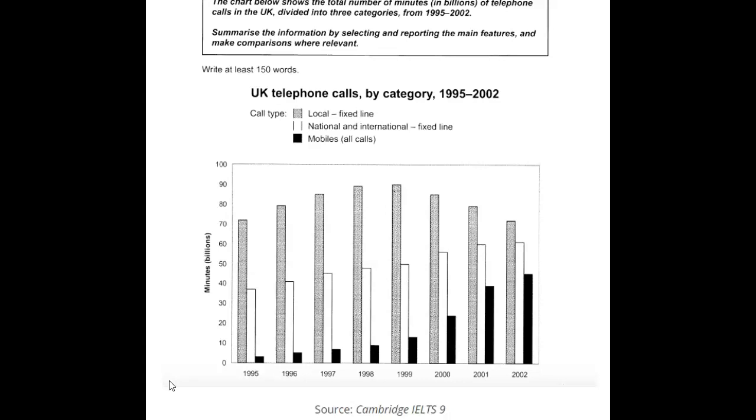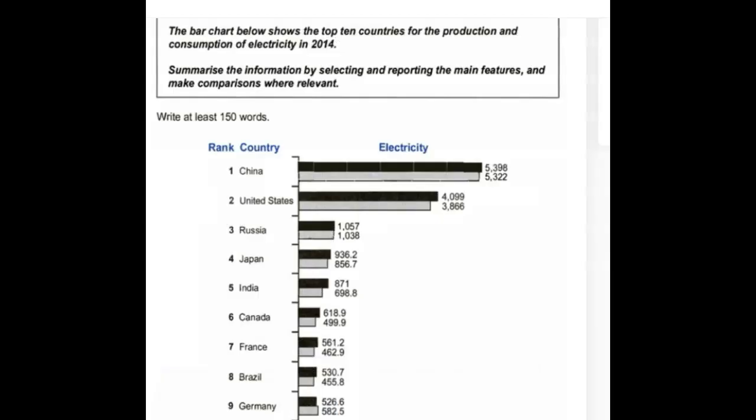So what could an overview about this particular bar chart be? Well, here you could say that while local fixed line call minutes were consistently the highest throughout the period, the difference among the three different types of calls decreased throughout the period. Or alternatively, you could say that while local fixed line call minutes fluctuated somewhat throughout the period, the other two types of calls showed considerable increases.